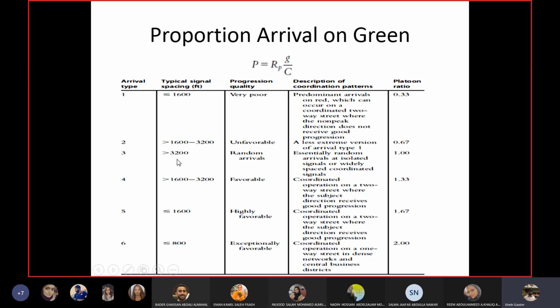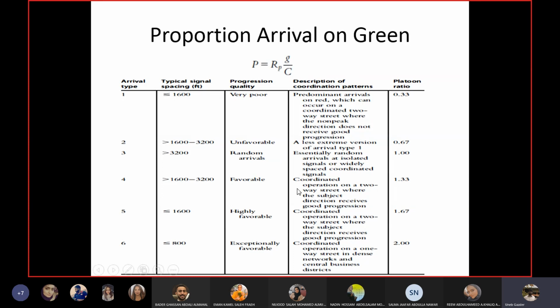Okay, if the spacing is very high, then there is no effect of the other signal. Then it's like vehicles are arriving randomly. In that case, the factor becomes 1. So 1 means not any effect. The progression does not have any effect then. In that case, this is what it means.